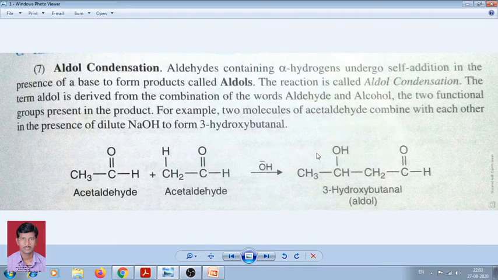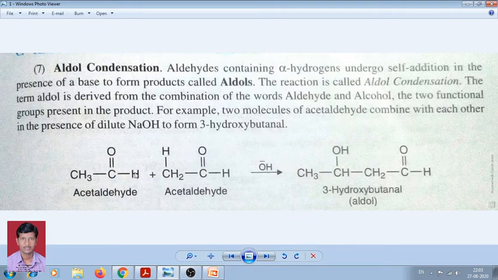OL means alcohol. Aldehyde means ALD. OH means OL, alcohol. This compound has 2 functional groups. There is a combination, and that's why this compound is called aldol. Now, the 2 functional groups are present in the product.